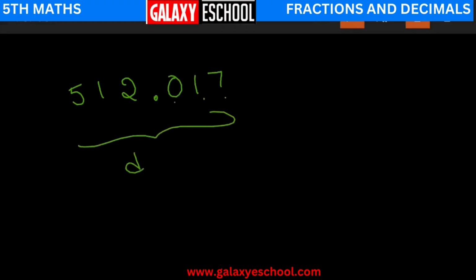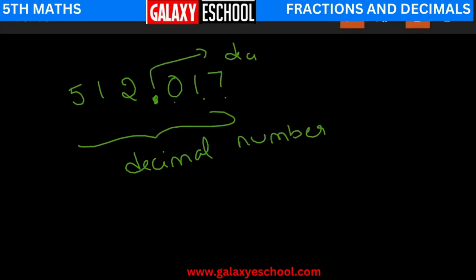512.017. This is a decimal number. What is this children? This is a decimal number. Are you seeing this point here? Yes, this point is called our decimal point. In a decimal number we have a decimal point. Yes, so such numbers are called decimal numbers.